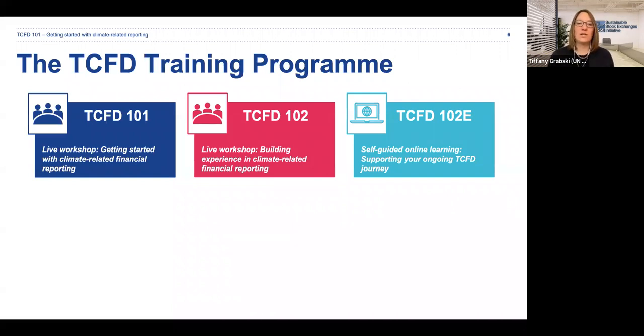In the 102 session, we're going to be building experience in climate-related financial reporting through examples, and we pull all of those examples from the TCFD Knowledge Hub, which we'll be sharing how you can make use of throughout this training as well. The TCFD 102E also makes use of that Knowledge Hub, where you can find a number of self-guided online learning modules. So the learning doesn't end after our next session. You can continue to learn about all these topics, and dive into certain topics that might be particularly relevant for you as you're moving through this journey. After our 102 session, Evan's going to share with you how you can continue that learning journey with the 102E sessions.